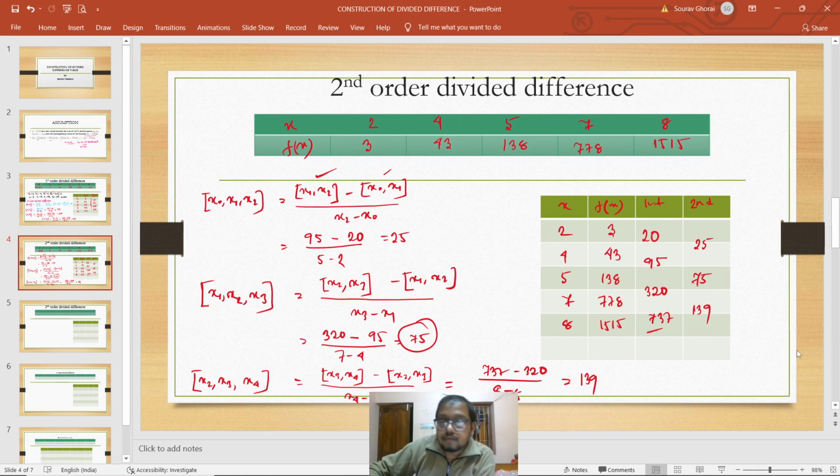In the next, we have to find the third order difference. See here, how many points are here? That is 1, 2, 3, 4 and 5. So we have to construct the divided difference table up to n minus 1 times. That means here we have to find up to fourth order divided difference. So next we will go to find the third order difference.